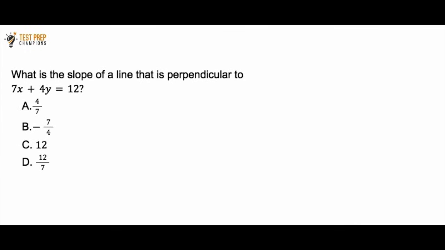What is the slope of a line that is perpendicular to 7x plus 4y equals 12? Is it A, B, C, or D? Let's have you pause the video, try this out, and then when you're ready, we'll go over it.